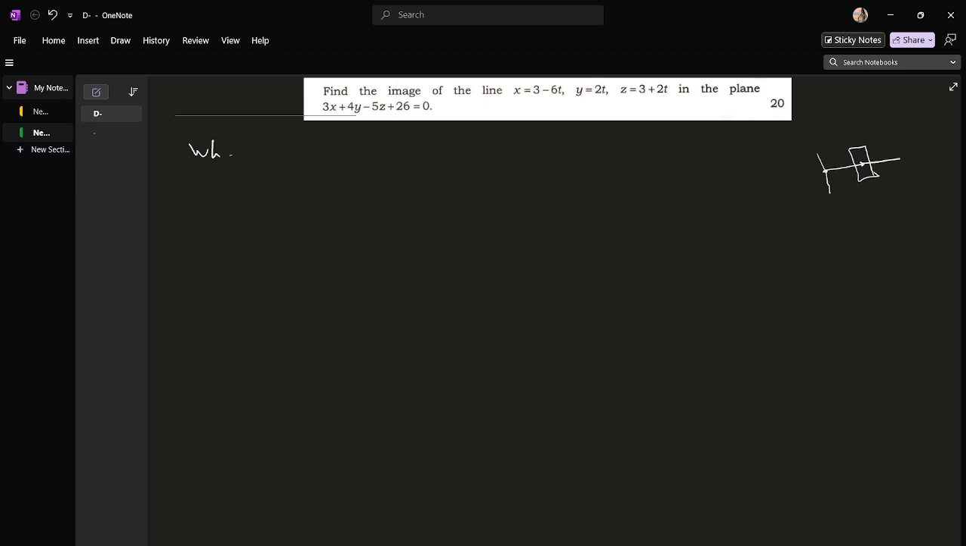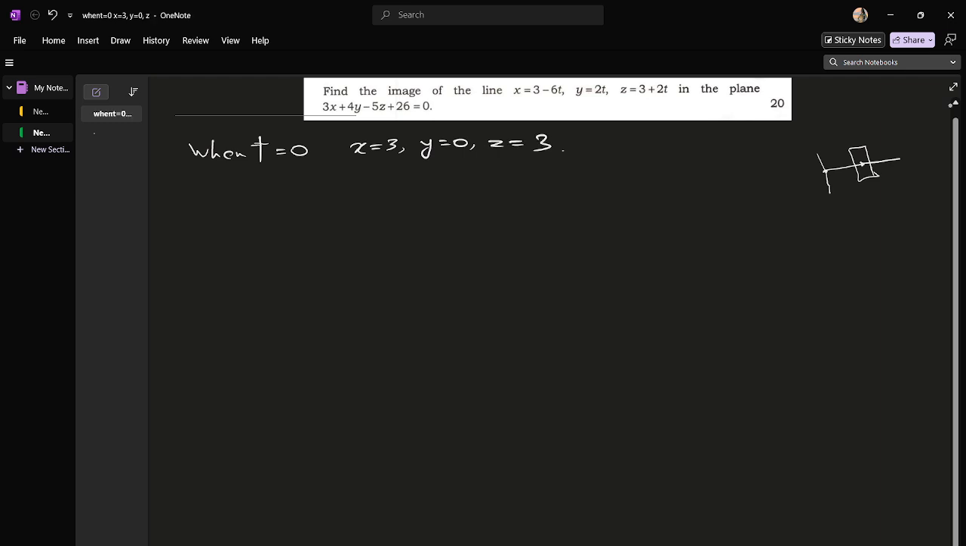Now, when our t is 0, we are trying to find a point which lies on this line. Then x will be 3, y equals 0 and z equals 3. So our point (3, 0, 3) lies on the line.